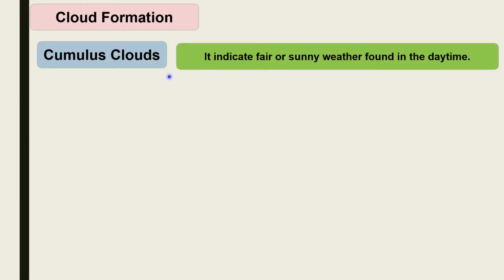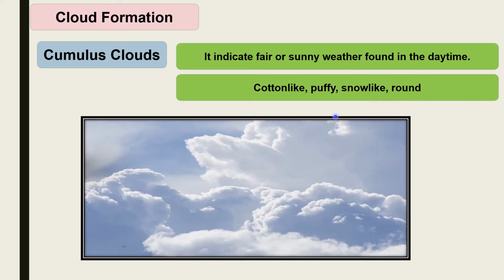Cloud formation. These are the cloud formations. As you can see, there are also types of cloud formation. One is cumulus clouds. They indicate fair or sunny weather found in the daytime. They look like cotton puffs, round. This is an example of cumulus clouds.